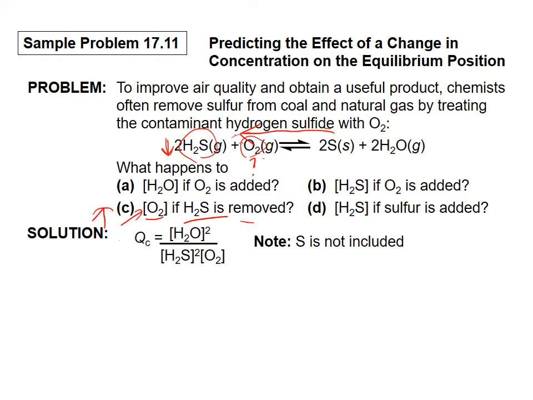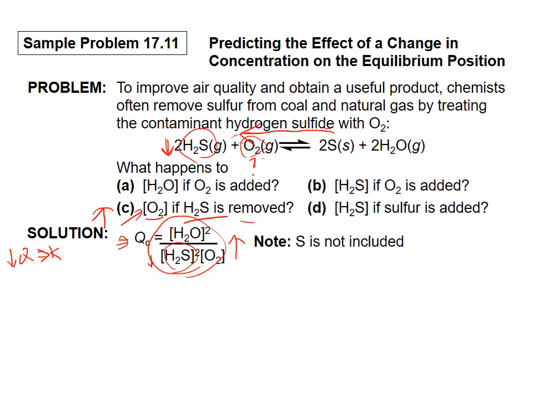Now let's look at the equation for Q. Hydrogen sulfide is a reactant, so it's in the denominator. If you decrease the denominator, the ratio will increase. So this Q will increase. Originally, Q equals K. When Q increases, it becomes larger than K, and therefore the reaction is not at equilibrium anymore, and in order to re-establish equilibrium, Q has to decrease.